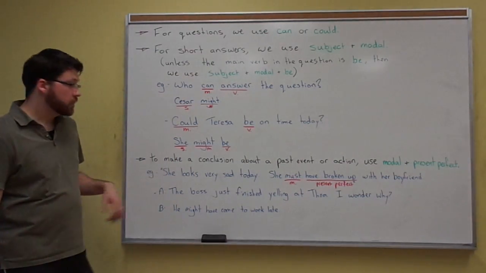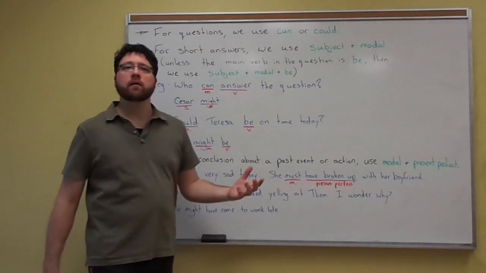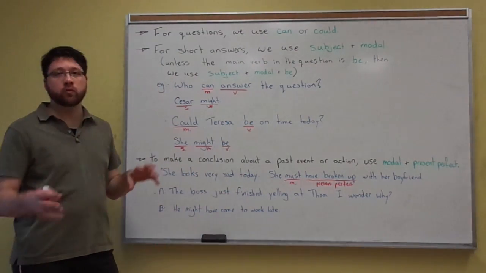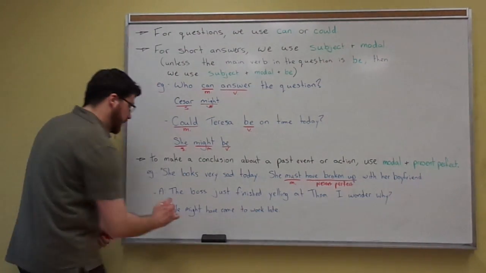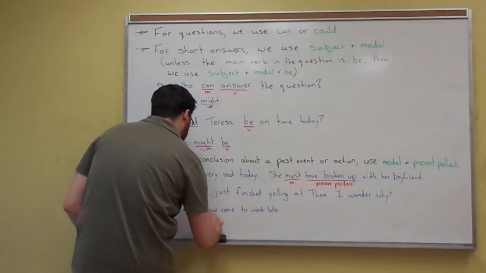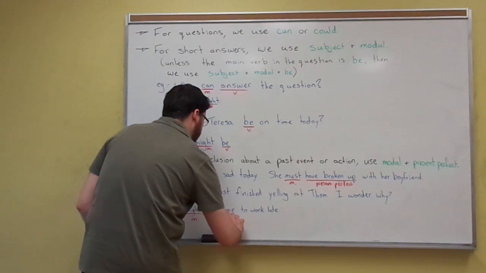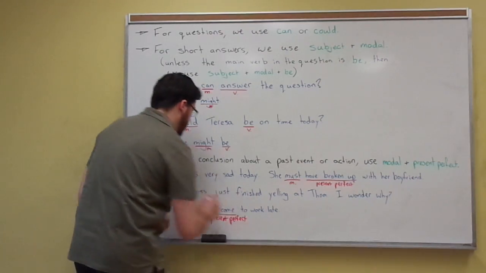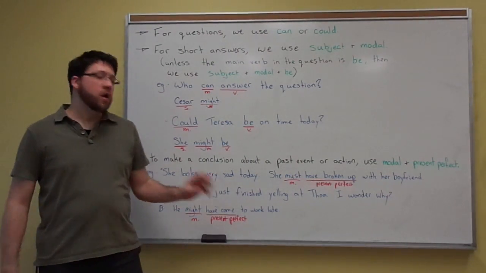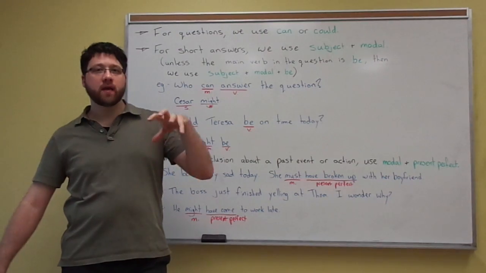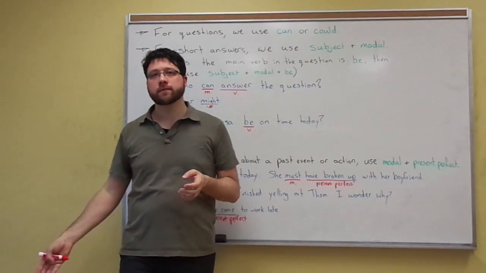Okay. Our second one, person A says, the boss just finished yelling at Tom. I wonder why. Person B, who was maybe there earlier, says he might have come to work late. And again here, not as confident, might, and again, our present perfect form. He might have come to work late. So again, we use this present perfect form to make a conclusion now about something that happened in the past.